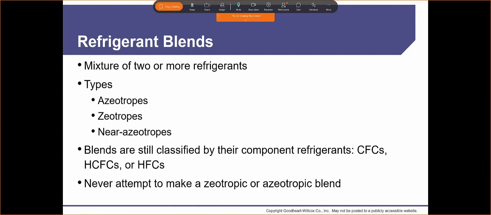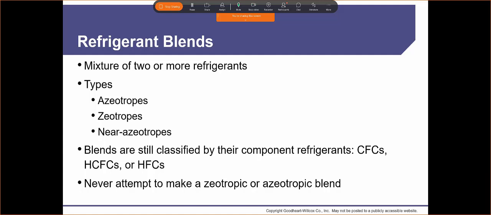Never attempt to make a zeotropic or azeotropic blend. So what does that mean? When we get these blended refrigerants, I'm going to have 3 different types of refrigerants mixed together to make one. 410A is actually an example of that. And so why do we have to know this?